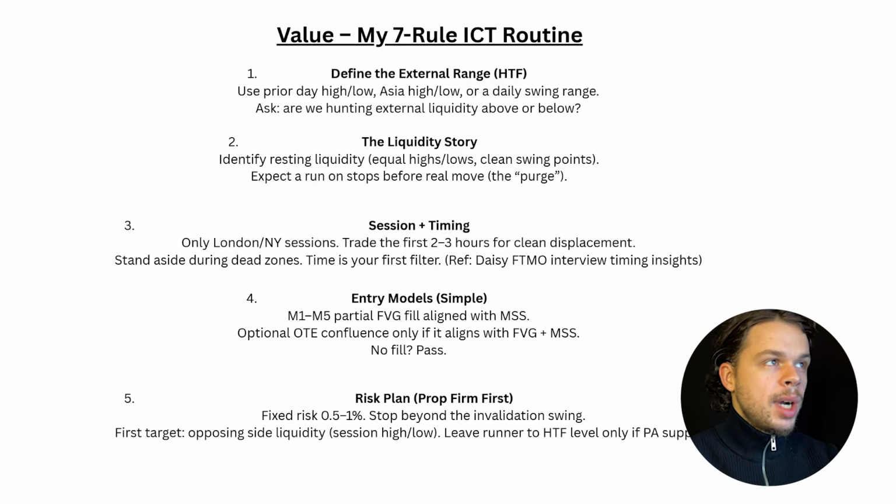So here you can see we have my 7-rule ICT routine. As you can see, number 1 is define the external range. Number 2 is the liquidity story. Number 3 is session plus timing. Number 4 is entry models. And number 5 is a risk plan. We will be going through each rule individually with charts.